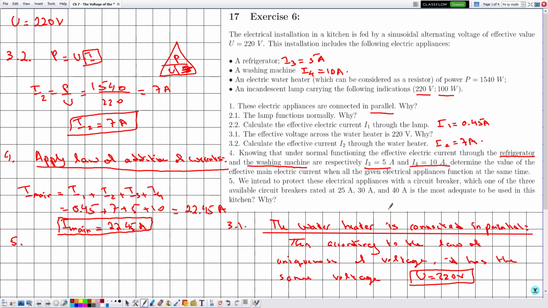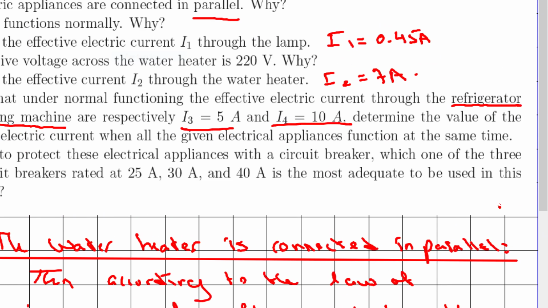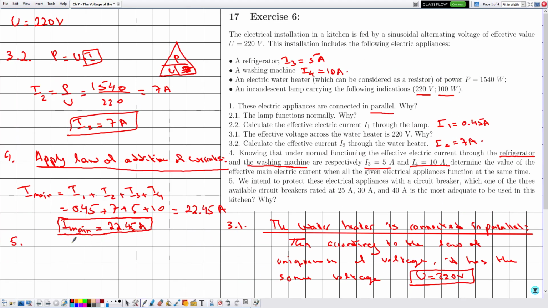Now, in number 5, they are telling us we intend to protect these electric appliances with a circuit breaker. Which one of the three available circuit breakers rated at 25, 30, and 40 amperes is the most adequate to be used in this kitchen? Why? So, by the most adequate means convenient. Then, in order to determine the convenient circuit breaker, let's refer to the definition of the most convenient circuit breaker, or the most adequate.